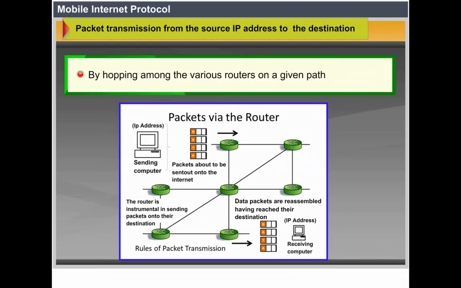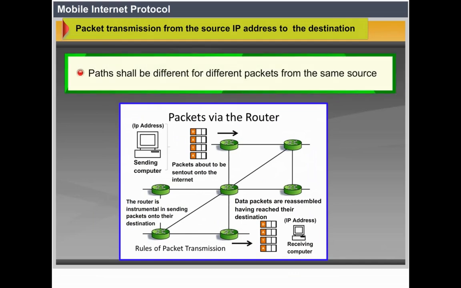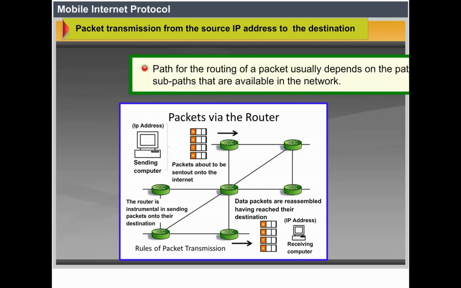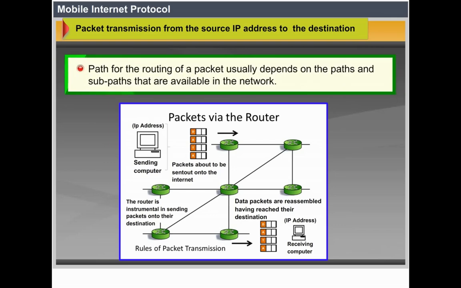Packet transmission from the source IP address to the destination is by hopping among the various routers on a path. Paths can be different for different packets from the same source. The path for the routing of a packet depends on the paths and subpaths which are available in the network at a given instant.